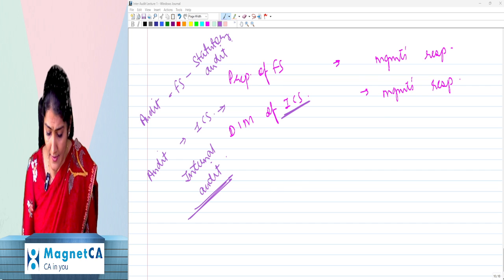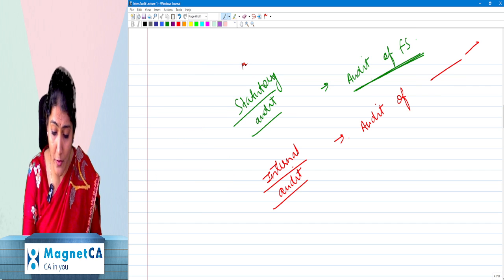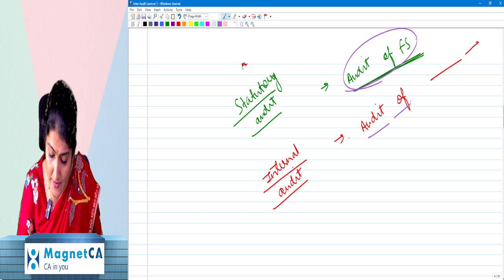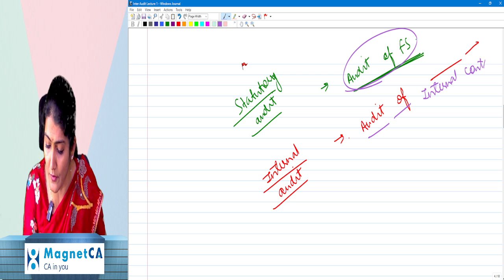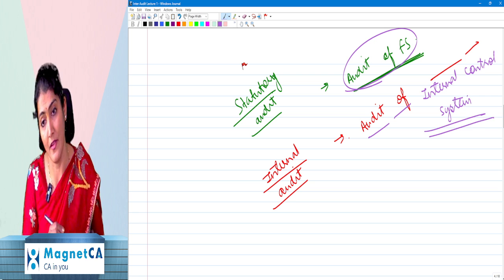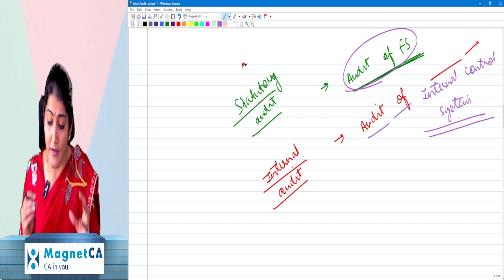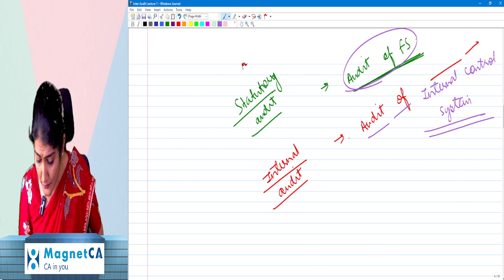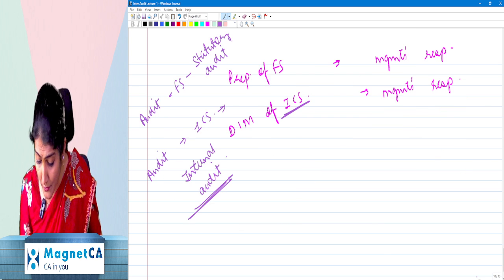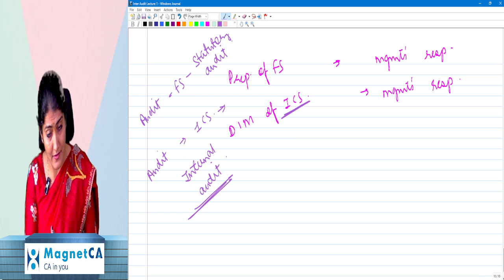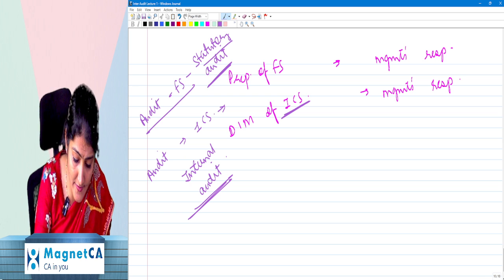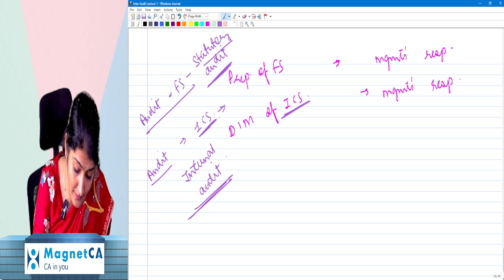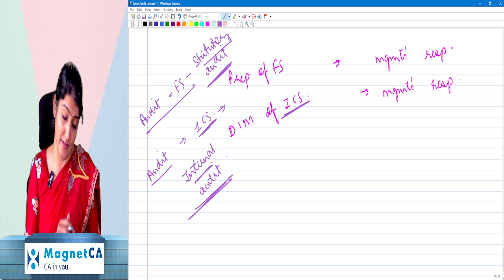Do you understand that? So see, I had written this term. Statutory audit is the audit of financial statements, and internal audit is the audit of the internal controls or the internal control system in the organization. Do you understand these two terms related to audit? Statutory audit and internal audit. Audit of financial statements is statutory audit. Audit of internal control system is the internal audit.